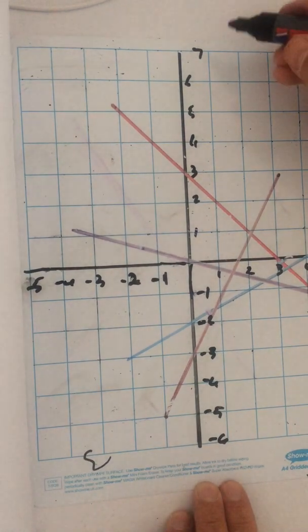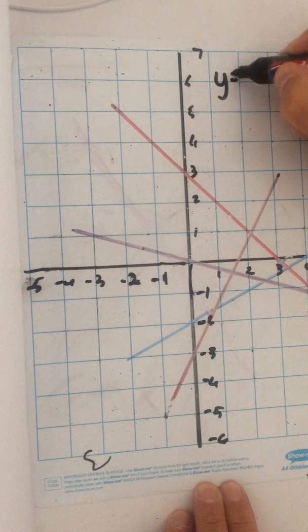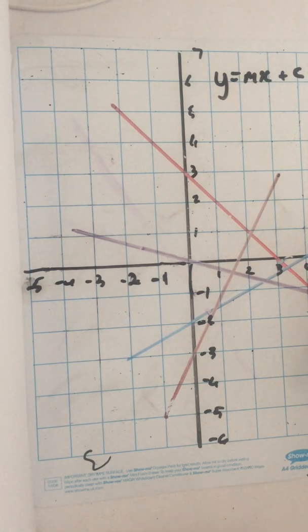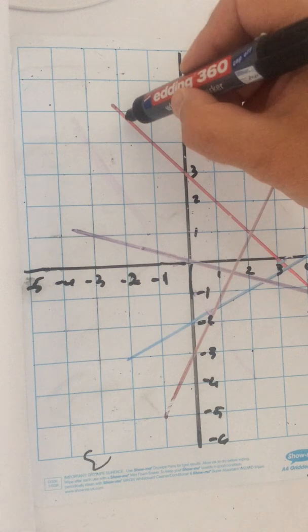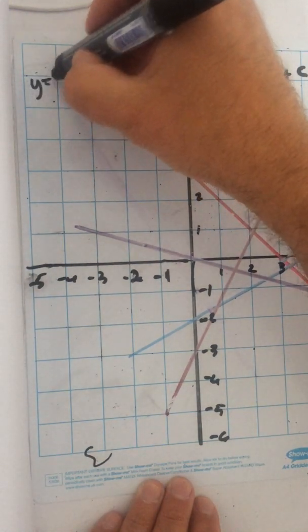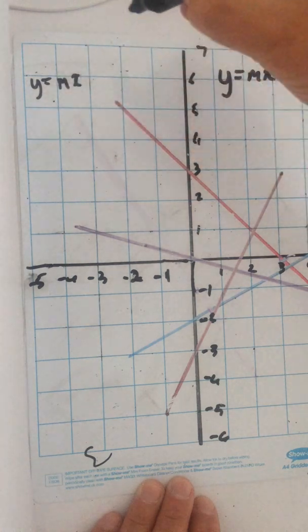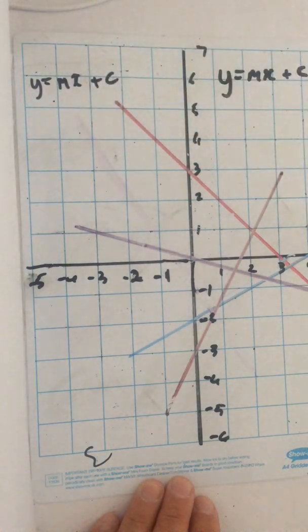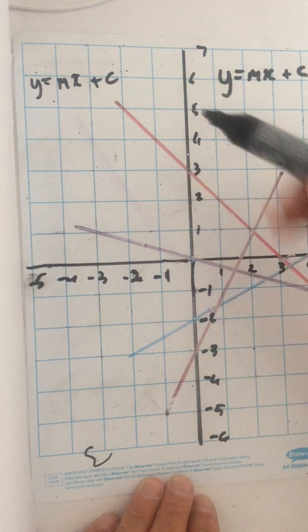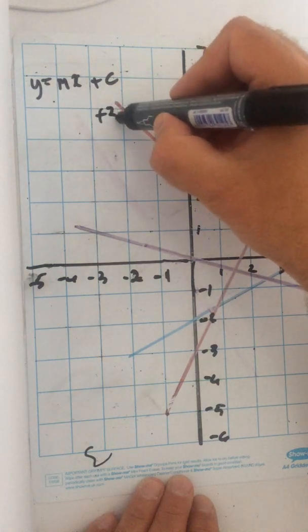Okay, so again, let's write our formula. Y is equal to mx plus c. Now we know m is the gradient, c is the intercept. Let's start off with this line up here. So y equals mx plus c. I'm going to start off with the c, the y-intercept. We know that's a positive 3, so that's going to be plus 3.